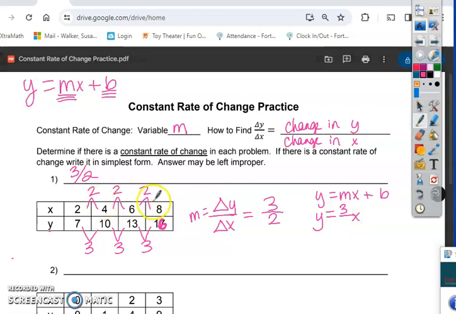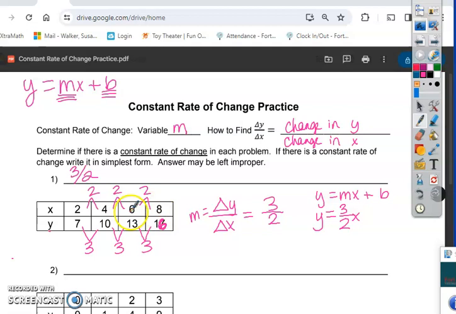The change in x is 2. It goes here. Okay. Now what I don't know is b. I don't know if this is a proportional situation. If it is, then this is also the letter k. It would be m and k, the constant rate of change and the constant of proportionality. So all I have to do is figure out if this goes through 0, 0.